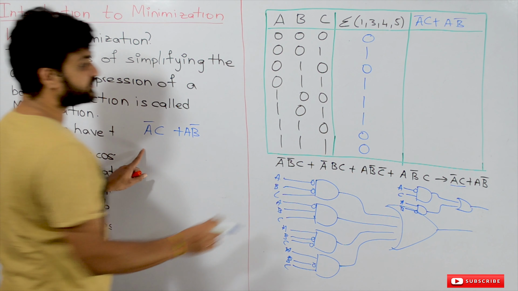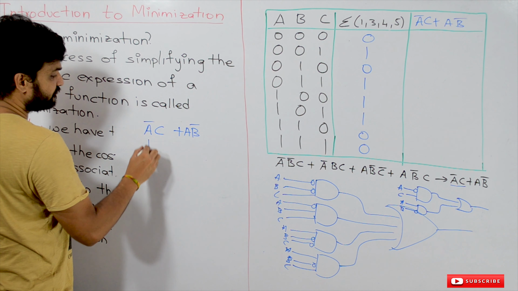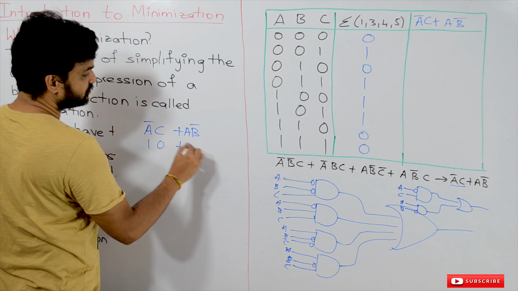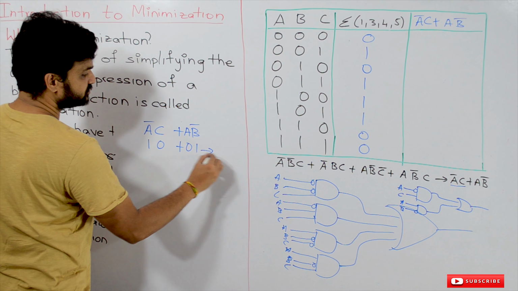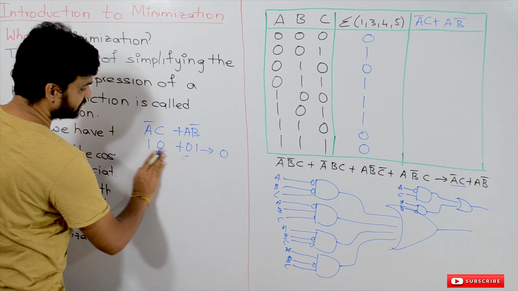For example, if you take the first input, 0 0 0, it is going to be 1 0 plus 0 1, so it is going to produce an output of 0. This is 0, this is 0, so it is going to produce an output of 0.